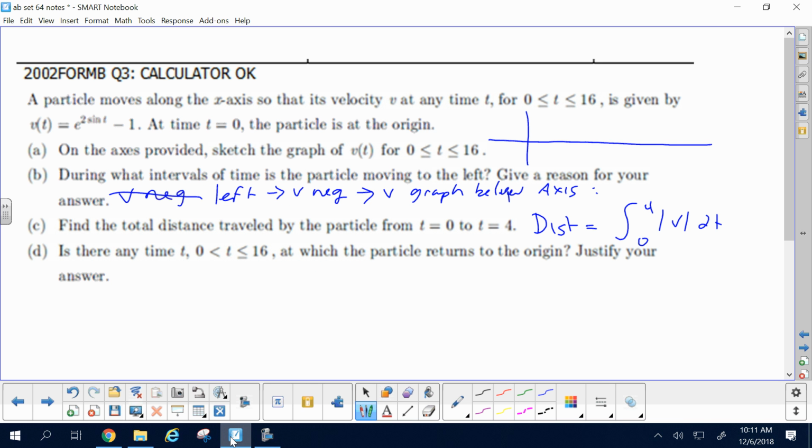D, is there any time at which the particle returns to the origin? Ouch, that's a difficult one. So this would be the part that separates the good from the great. If you can get this one, then you're great. All right? How would you find if it's at the origin? What did you get into?